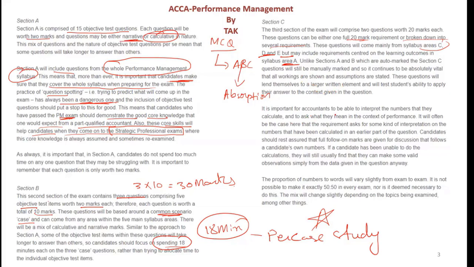It is important for accountants to be able to interpret the numbers they calculate. As I already see, just calculation is not enough. Interpretation of the numbers in this section C, actually your evaluation, will be inclusive of the part of how well you analyze any answer.